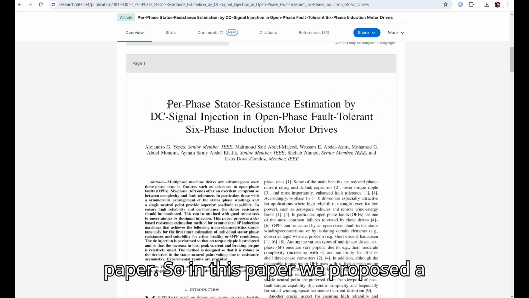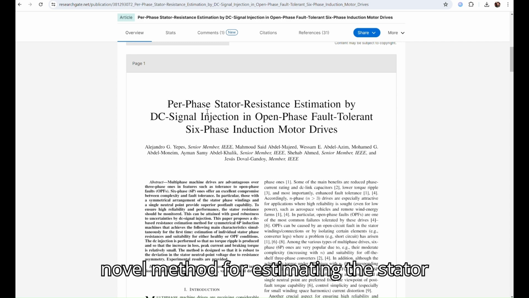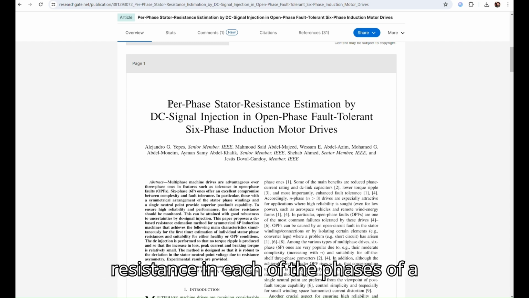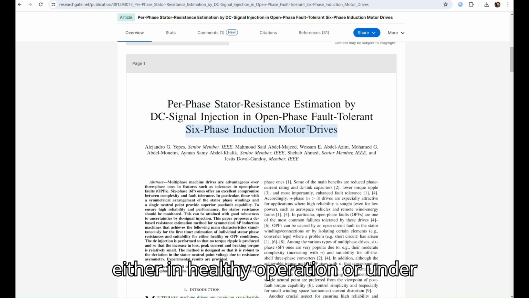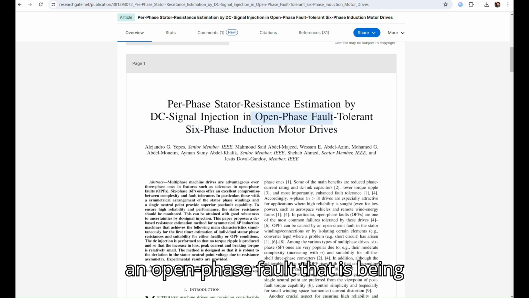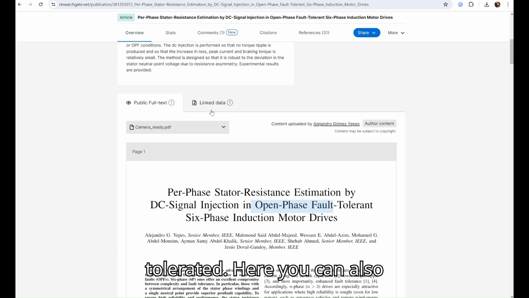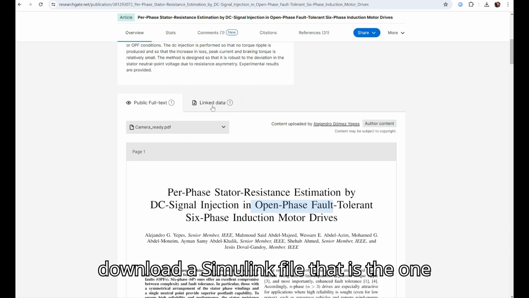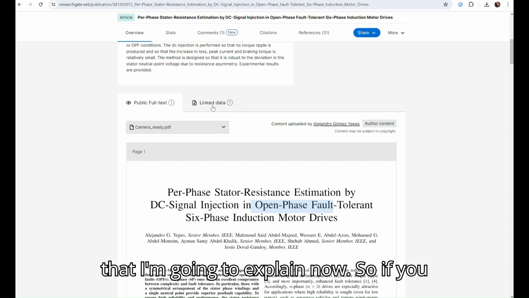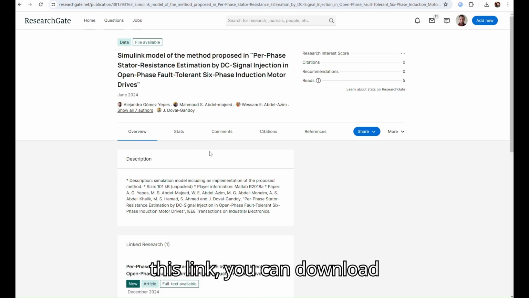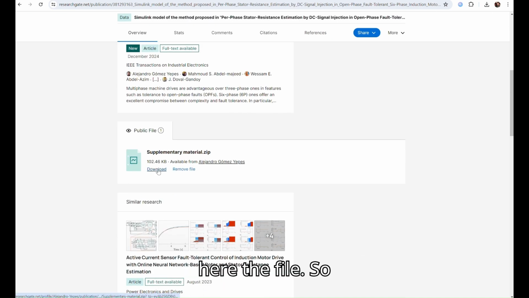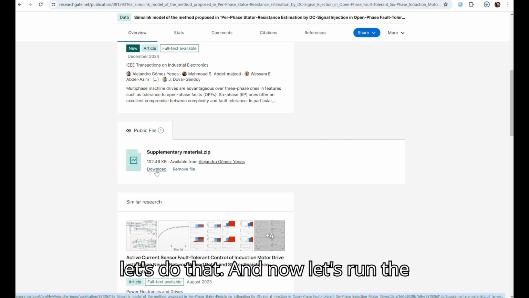So in this paper, we proposed a novel method for estimating the stator resistance in each of the phases of a six-phase induction machine, either in healthy operation or under an open phase fault that is being tolerated. Here you can also download a Simulink file that is the one that I'm going to explain now. If you click in linked data and then in this link, you can download the file. So let's do that. And now let's run the model.